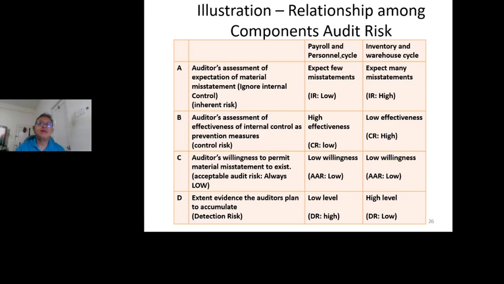So for example, inherent risk in payroll is low. Why? Because of very small transactions. Control risk is good because of the proper internal control, password and everything. So the audit risk becomes very low. However, the detection risk will become very high, as I said just now. Okay, this is how it is explained.